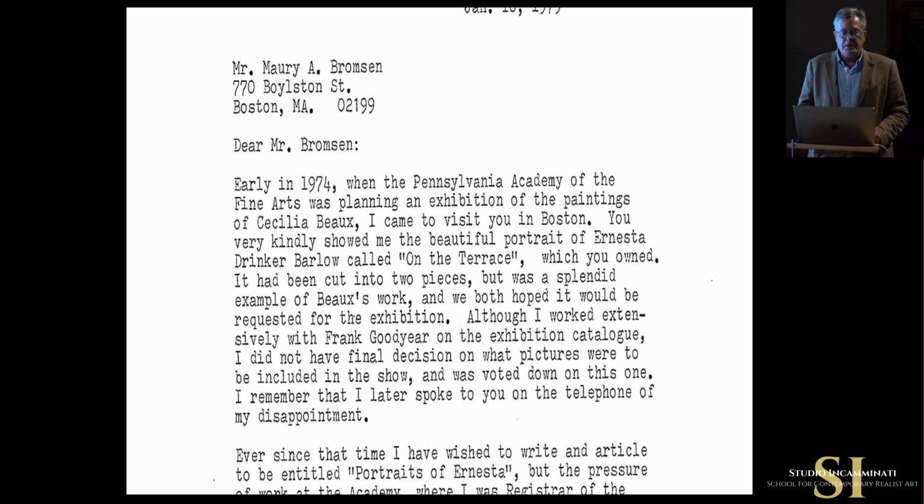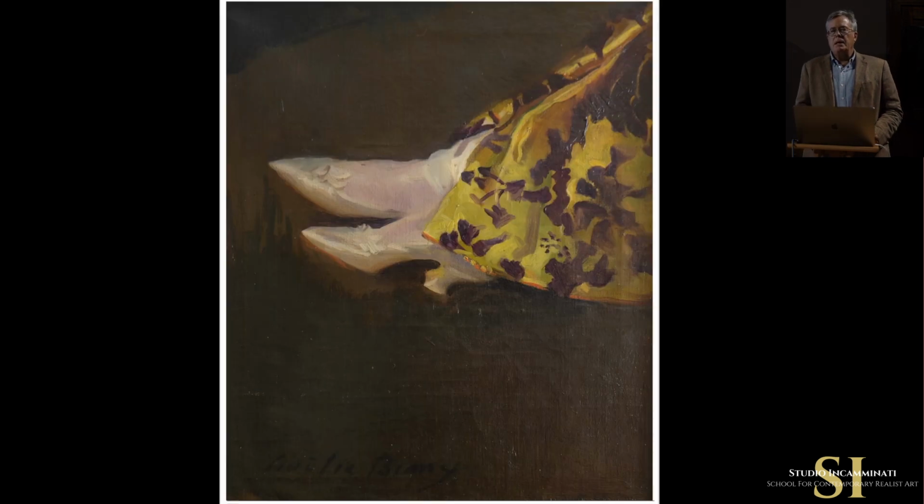Now, this is another letter to the bookseller, Bromson, written by a registrar at PAFA, who mentioned in about 1974 that they were considering mounting a solo exhibit of Beaux's work, and they were thinking about maybe including the Ernesta painting. But the registrar realizes that the head of PAFA at the time, Frank Goodyear, decided against using the Ernesta painting. But that doesn't really tell us anything meaningful about the condition of the work at that time. But by the time the Natbigs bought the work in the 70s, it had been cut down.